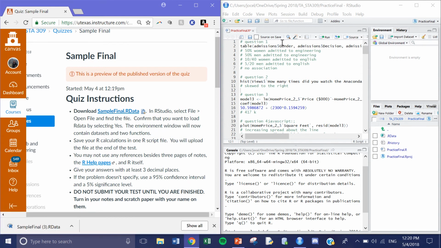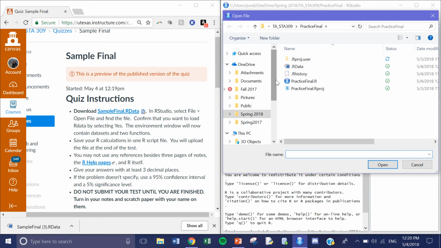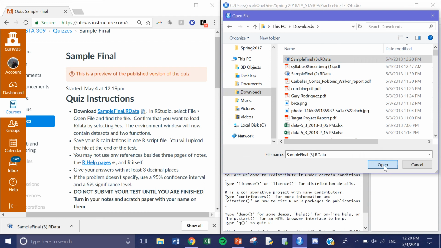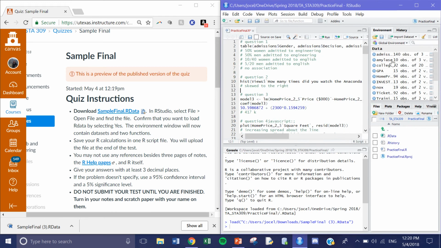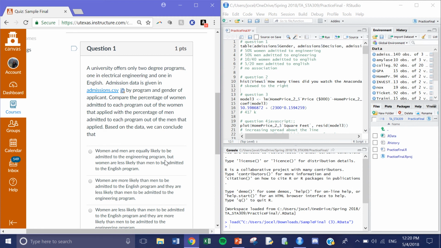And then in our R, we click File, Open File, and go to your downloads, and just open that R data. And you'll hit yes for it to put it into the environment. All of the data that you'll need for this practice final shows up in your global environment, along with those two functions that we've used throughout the semester, the ci.prop and the ztest.p. So let's get started with question 1.